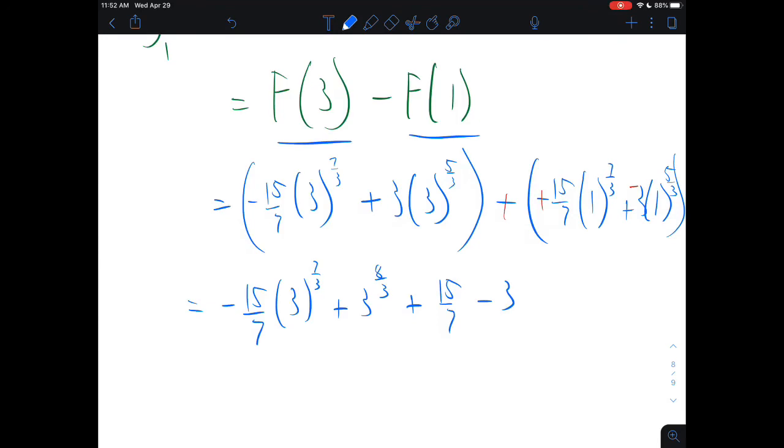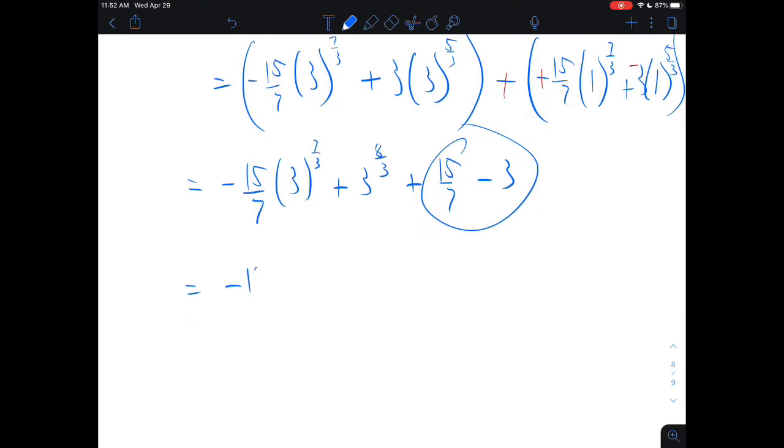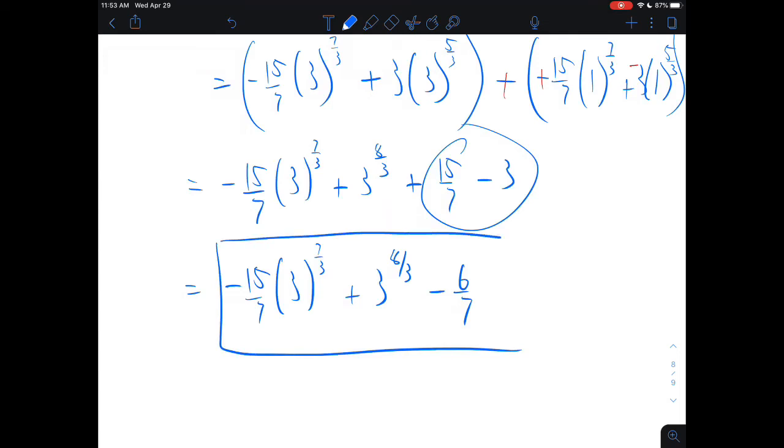And I could combine these terms just by a common denominator. So 15/7 minus 3, that would be 21/7. So 15 minus 21 is minus 6 over 7. All right, and I think that's pretty simple enough. So that's our final answer.